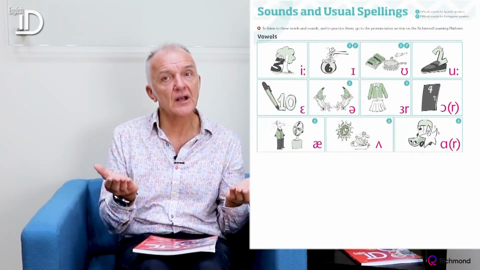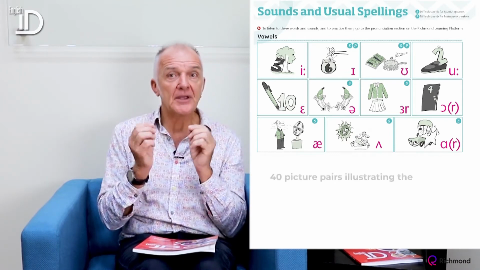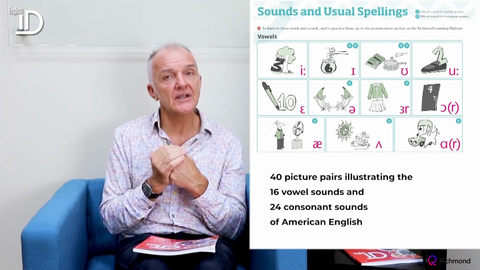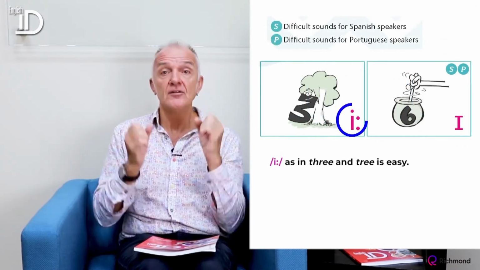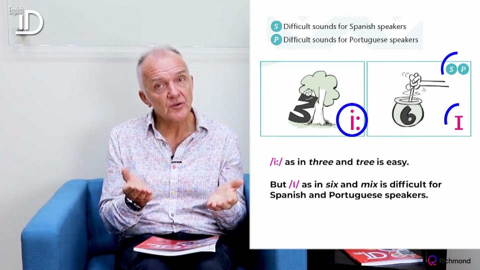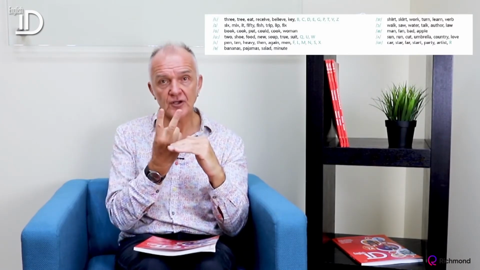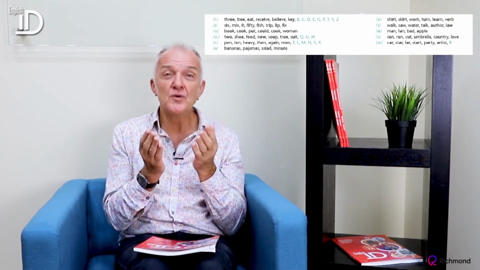English ID also includes a unique sounds and spelling chart, picture pairs illustrating the 40 sounds of American English. Uniquely, it highlights what's easy to celebrate and what's difficult to focus on and to practice more. And below the chart, students are shown the main spelling patterns for each sound. How much help does your current book really give with spelling?